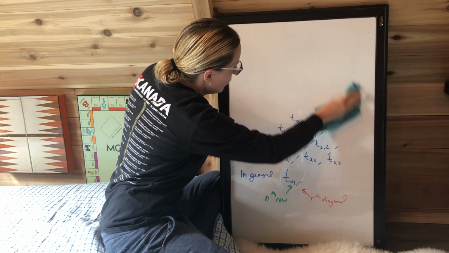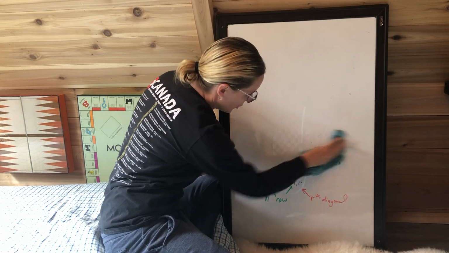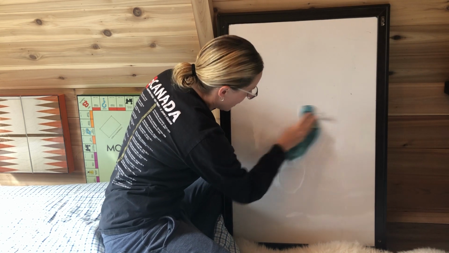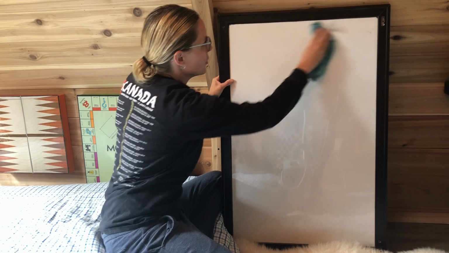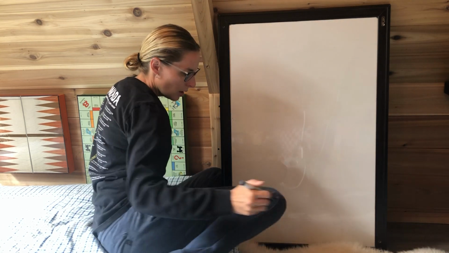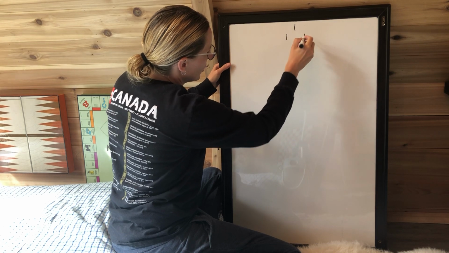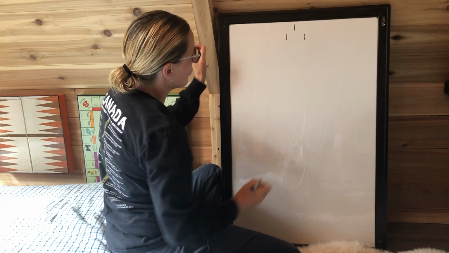Now, what we want to look for are specific patterns within Pascal's triangle. So the first pattern, I'm going to rewrite Pascal's triangle. I probably shouldn't have erased that. I'm going to rewrite the first couple rows of Pascal's triangle. So it starts with a 1 and then a 1 and a 1. This is the triangle on the top where they're all 1s.